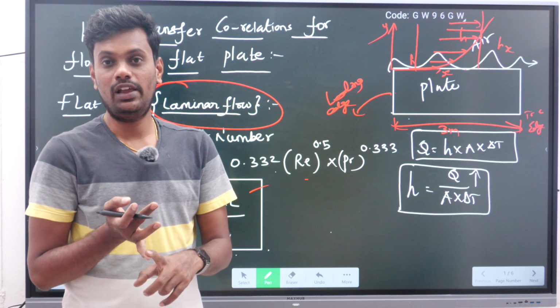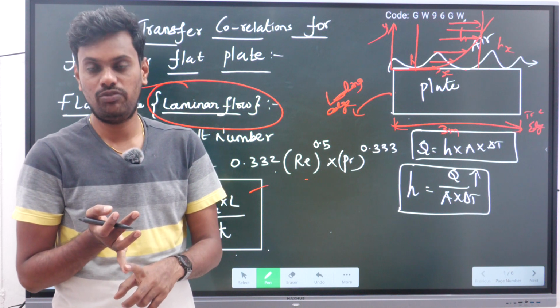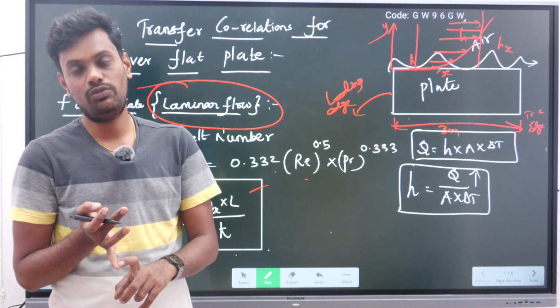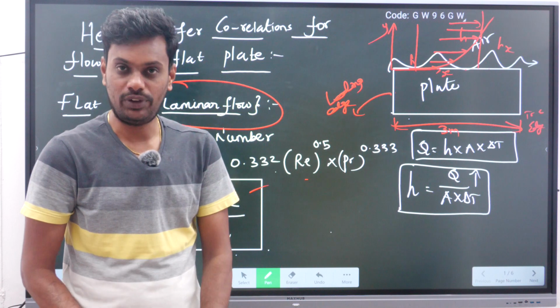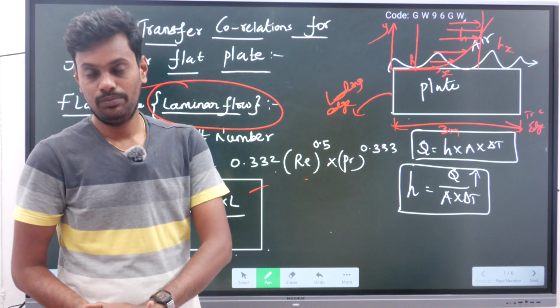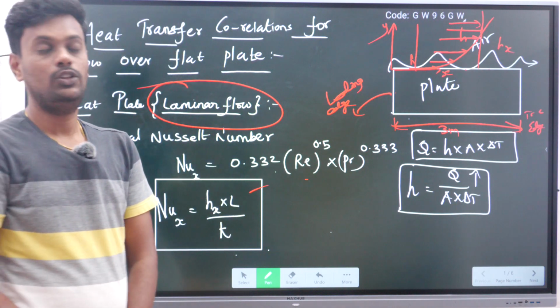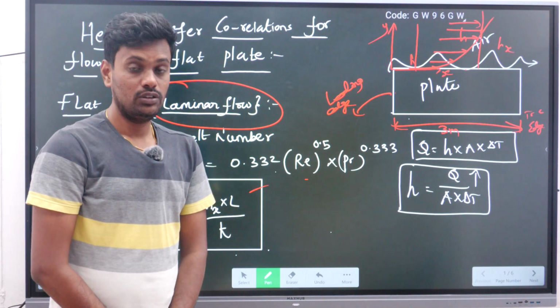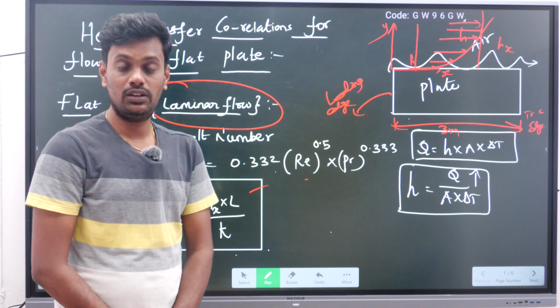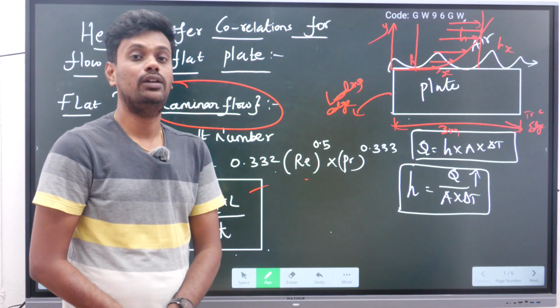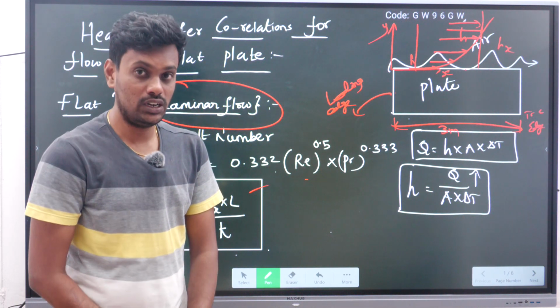If the Reynolds number value is less than 5 into 10 to the power of 5, then the flow is laminar flow. So the first step in solving numerical problems in heat transfer, in convection, is to find out whether the flow is laminar or turbulent. For that you have to find out the Reynolds number.